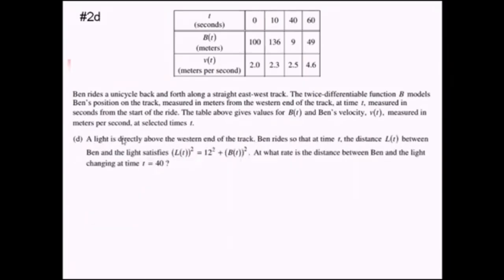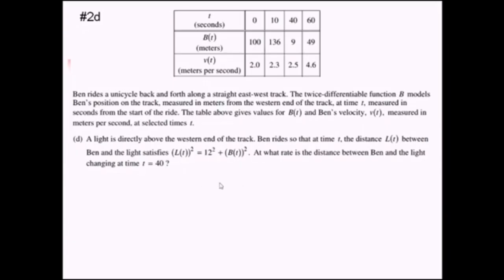For this problem, a light is directly over the western end of the track. And let's see here. Ben is riding so that at time t, his distance between him and the light satisfies this equation here. It's essentially a Pythagorean theorem. So we want to know at what rate is the distance between Ben and the light changing at time 4. All right. So since we've got Ben with his own speed and we're asking about the rate at which his distance from this light is changing, multiple rates of change, this is a related rates problem.